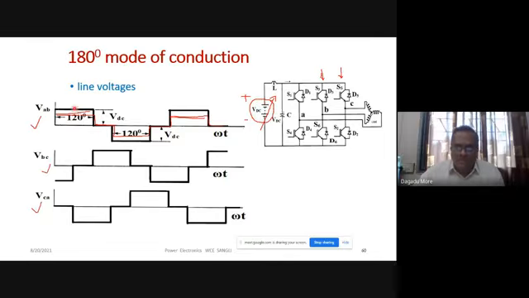Is it possible to change the wave shape with frequency? No, our wave shape remains fixed. Each device is conducting for 180 degrees, so the wave shape is not changing. The only thing is that we have to change the amplitude of that wave shape, and this can be done by controlling the DC link voltage. So output voltage is controlled by controlling the DC link voltage.